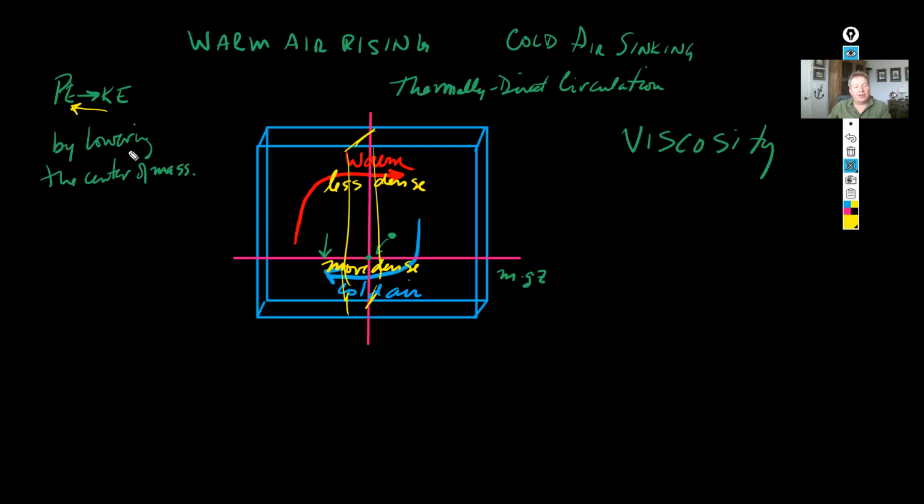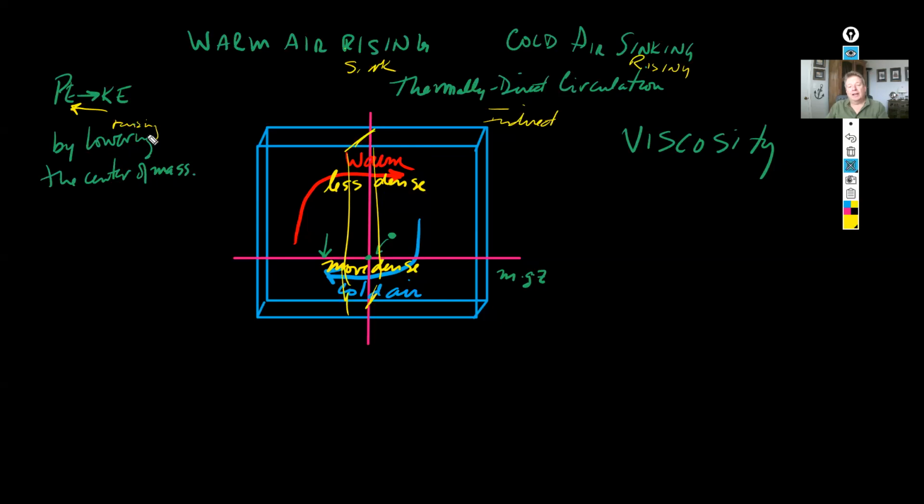And instead of lowering the center of mass, I raise the center of mass. And instead of warm air rising and cold air sinking, I have warm air sinking and cold air rising. And that is not a thermally direct, that is a thermally indirect circulation. So get that clear. A thermally indirect circulation is when warm air rises, cold air sinks, and I convert kinetic into potential energy. The Ferrel cell, which is a mid-latitude cell, is this. That's the most common thermally indirect circulation.